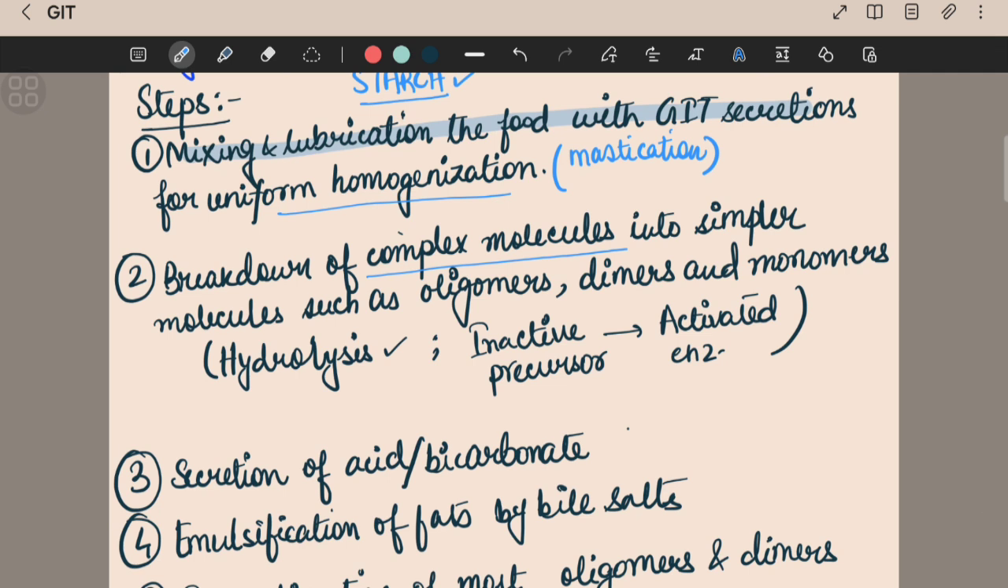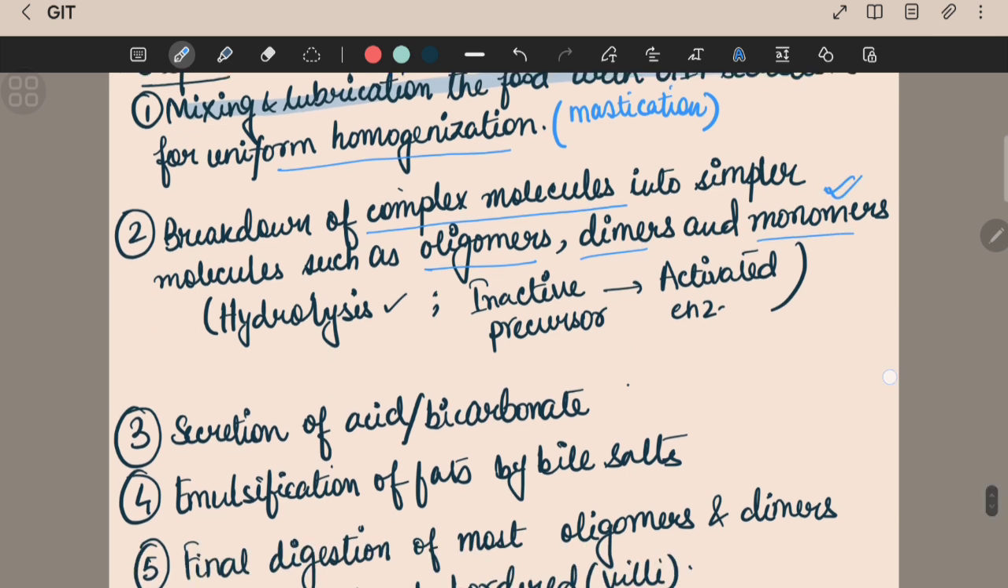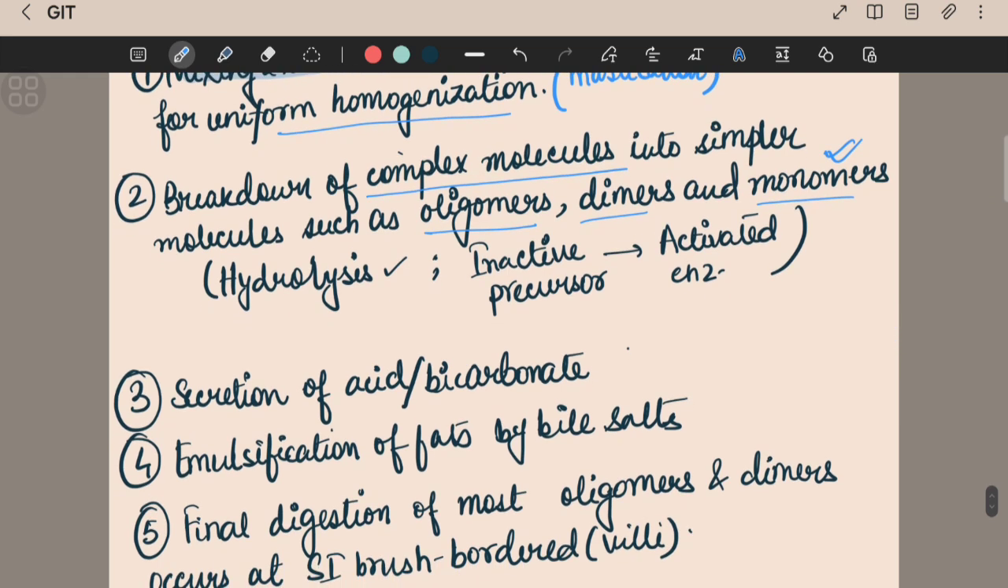Okay, so that has to be broken down into simpler forms. They can be broken down into oligomers, dimers and monomers. Mainly what is required and what is absorbed by the intestine is basically in the form of monomers. So the process that happens is that all the digestive enzymes mainly act by hydrolysis. Mostly all digestive enzymes act by hydrolysis. This is very true.